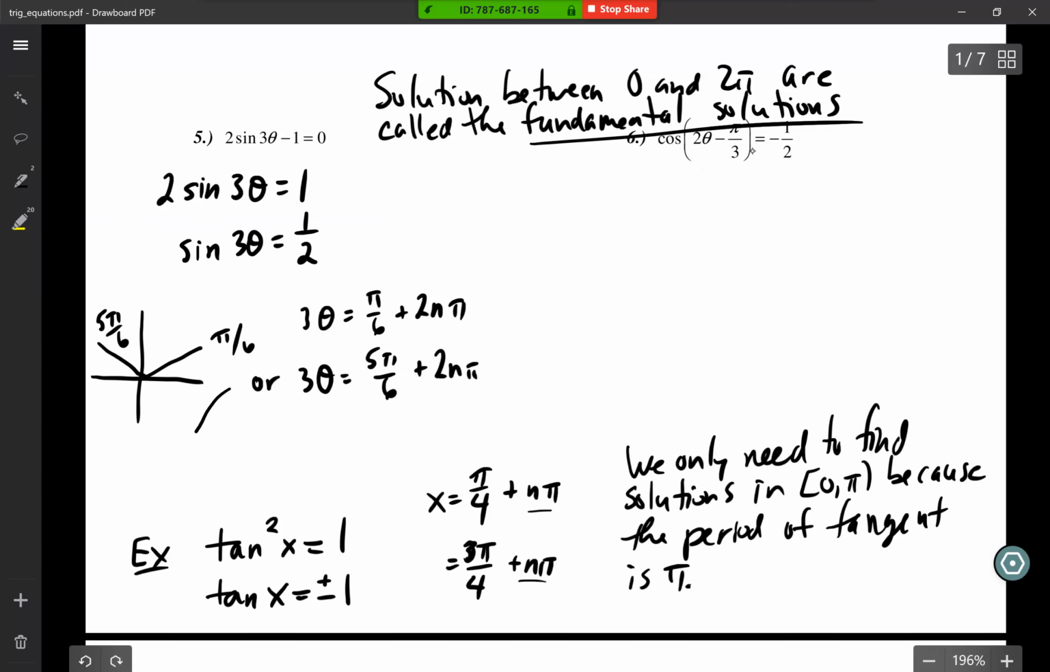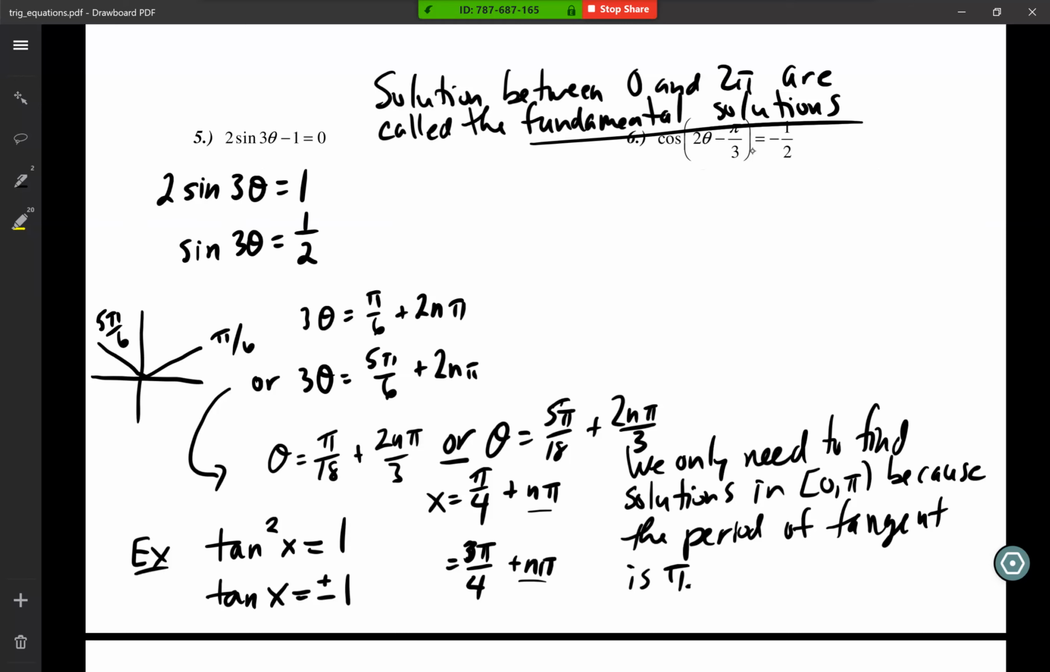So for the one more step, we're going to divide both sides by 3. So in the first one, we'll have theta is equal to pi over 18 plus 2n pi over 3. This is dividing everything by 3. Or theta is 5 pi over 18 plus 2n pi over 3. So that was the last step that we needed to do in this one, was just take this 3 and divide it to both sides. Questions on that one?